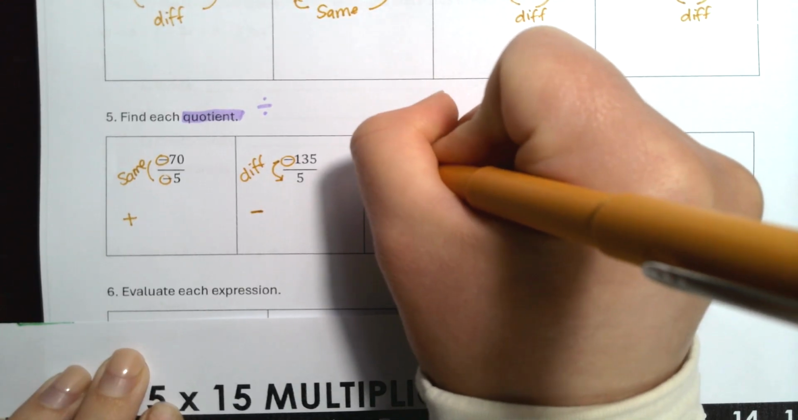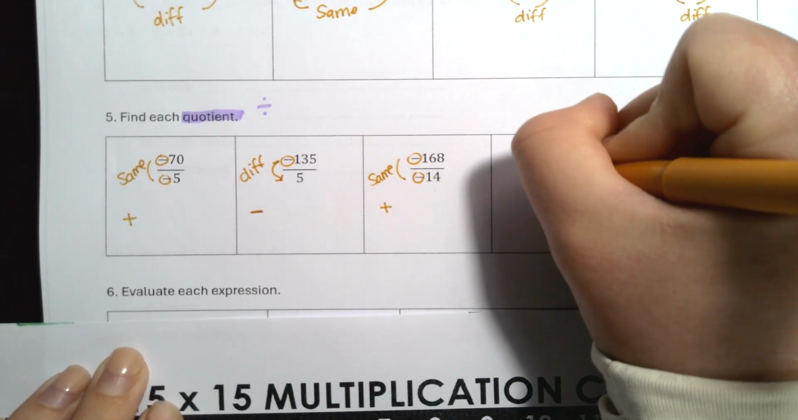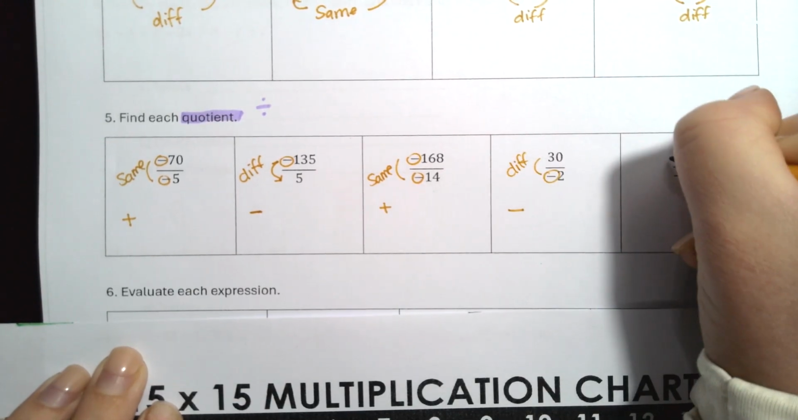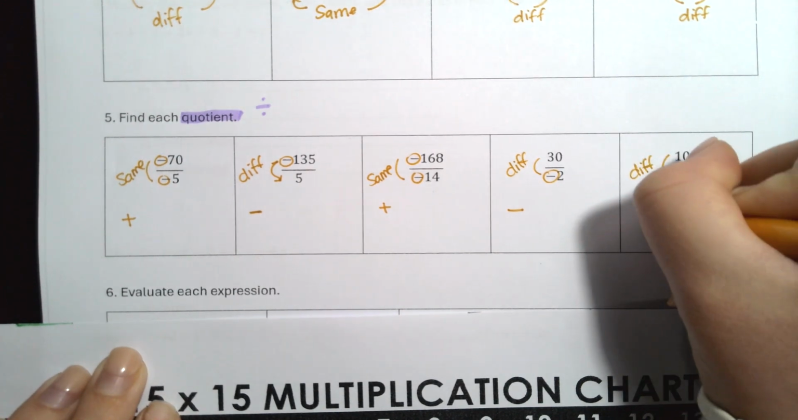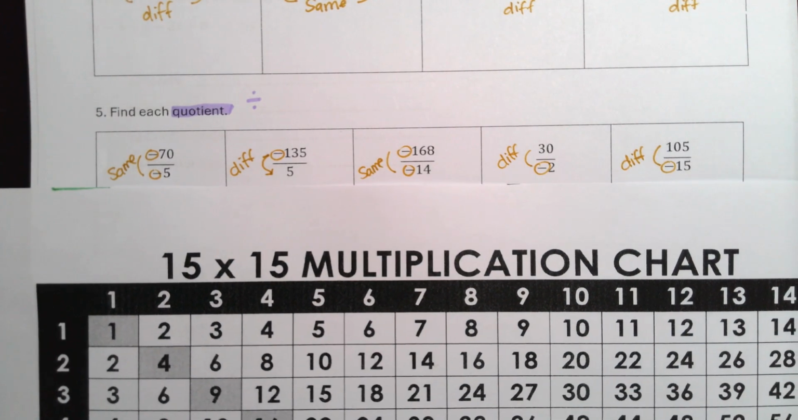If they are the same, your answer is going to be positive. If they are different symbols, your answer is going to be negative. Take care of your positives and negatives first. Then you're going to find the number on the bottom.